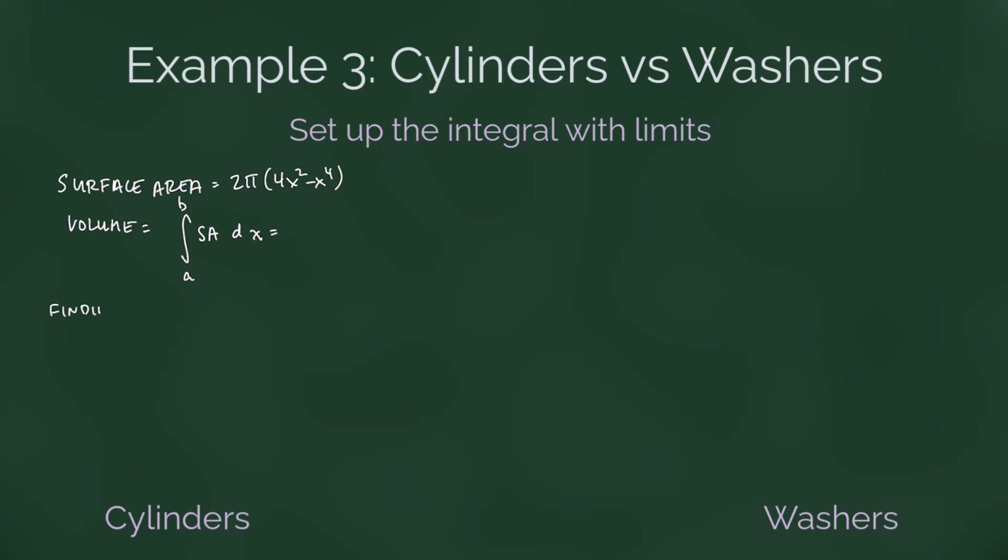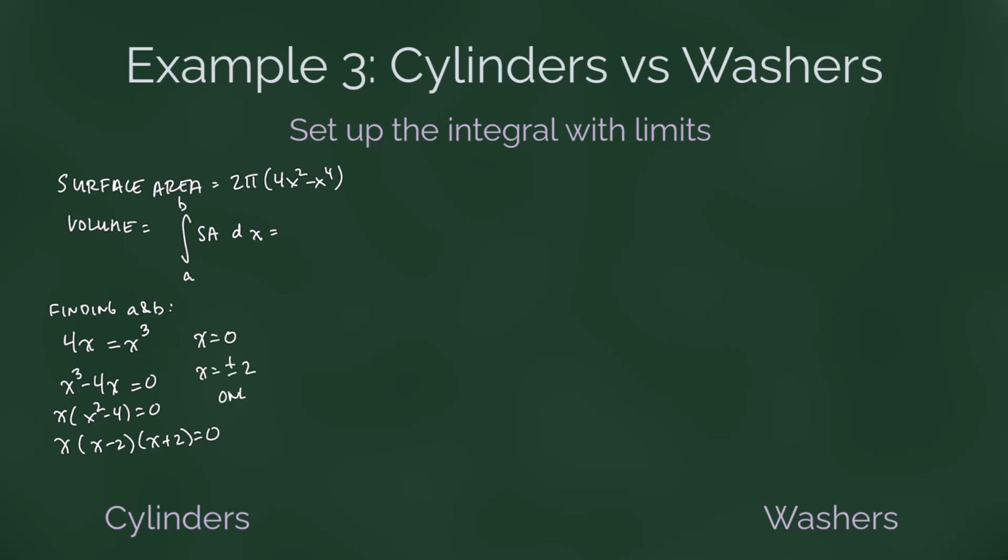We need to find our boundaries for a and b. We're going to do that by setting the two functions equal to one another. So we get that 4x is equal to x cubed. Setting that equal to 0 and factoring gives us x times x squared minus 4 is 0. Factoring again yields that x must be 0, 2, or negative 2. However, we're limited to the first quadrant, so we're only going to choose x equals 2.